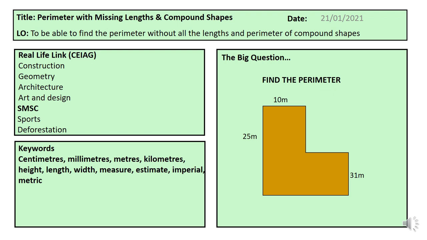Hello students, today's lesson we will be doing on perimeter with missing lengths and then moving on to compound shapes. Now real life links are very similar to what we've been doing over the last 2 or 3 lessons, and our keywords are also the same.